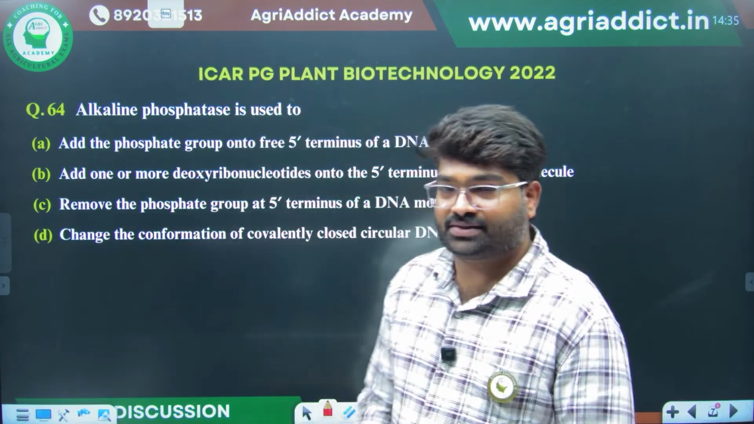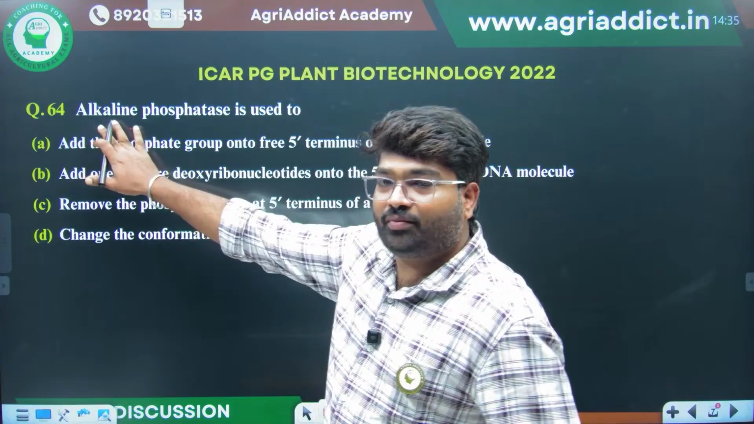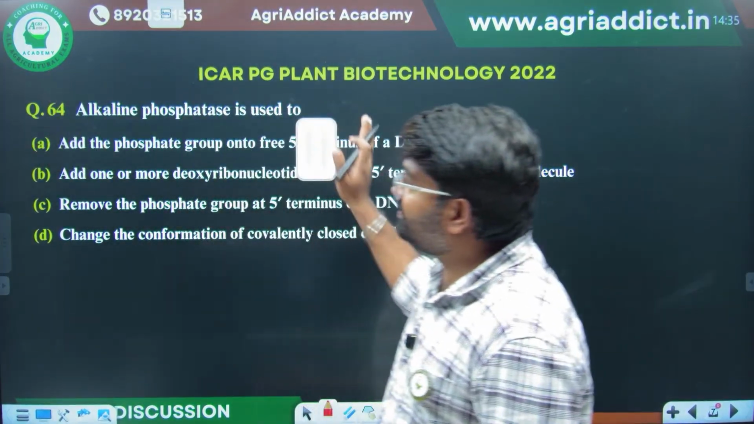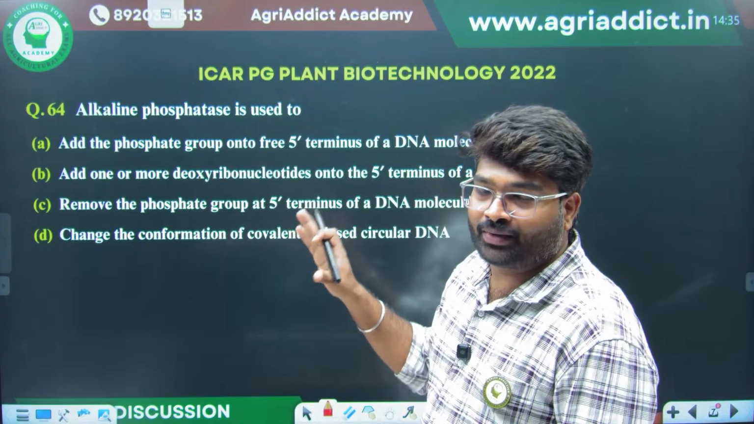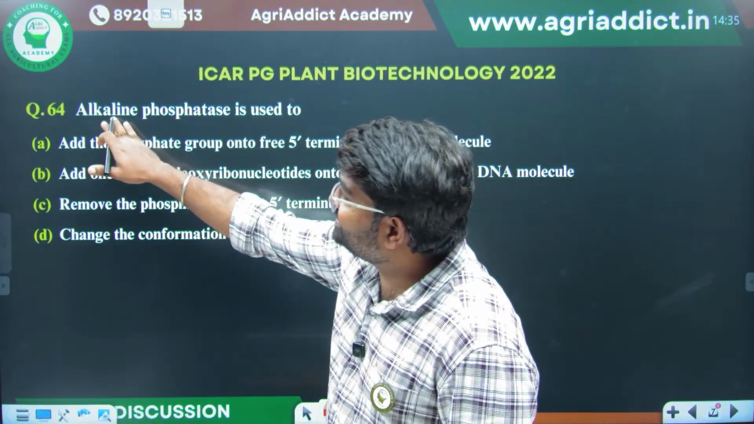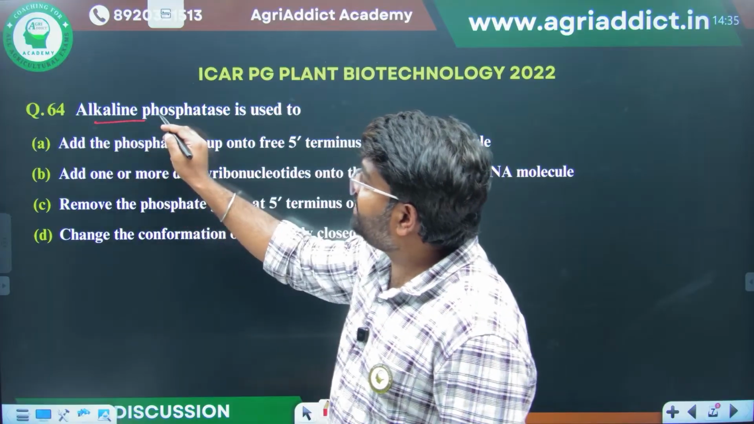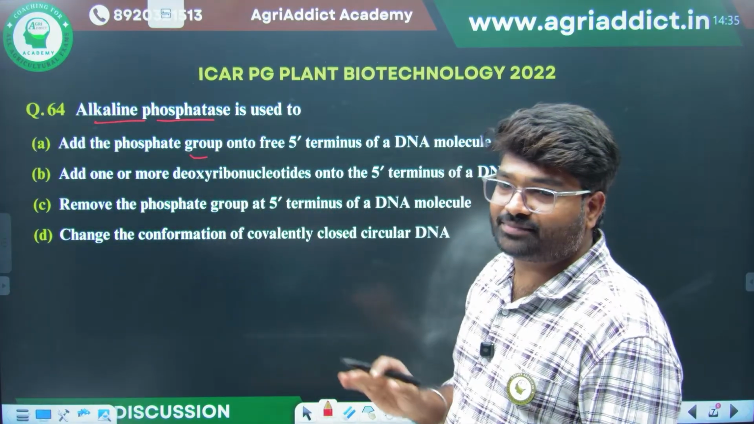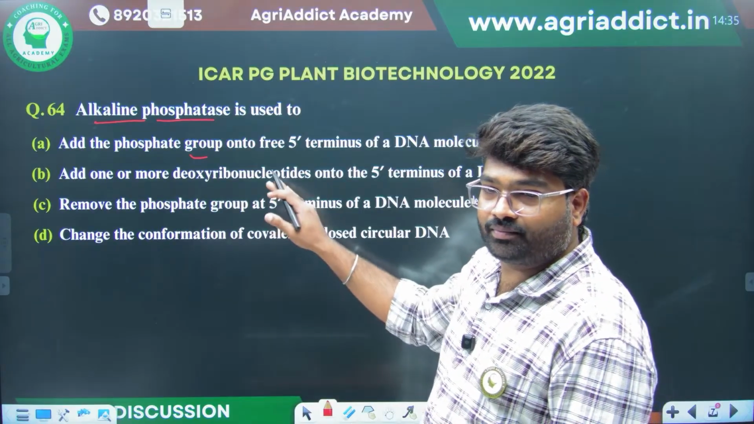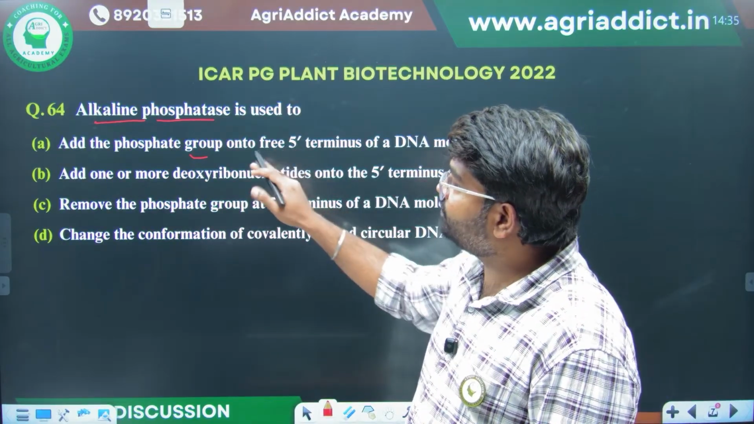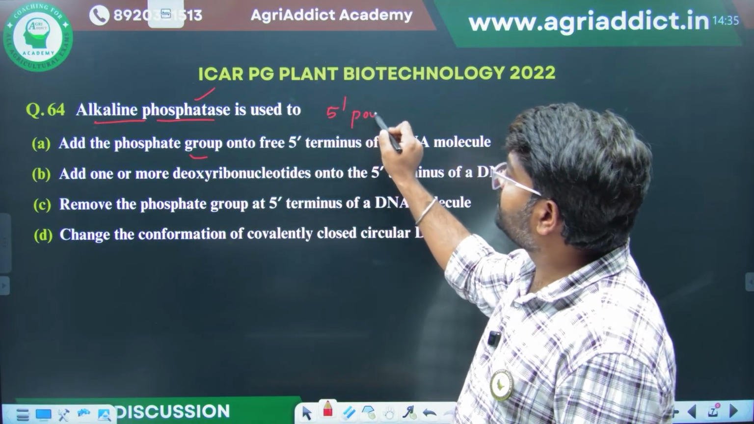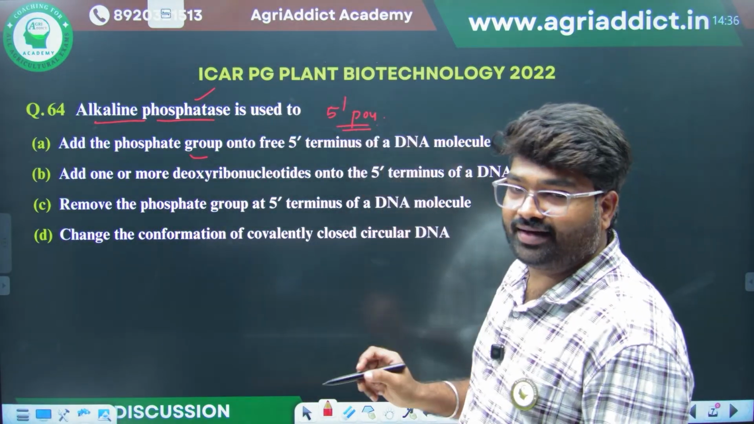Sorry, yes. Next, they have given a question about restriction enzymes and alkaline phosphatase. They are talking about enzymes that are used in genetic manipulation. Particularly here, they have asked the function of alkaline phosphatase. Alkaline phosphatase is particularly used for removing the phosphate group from the 5' end of the DNA molecule.